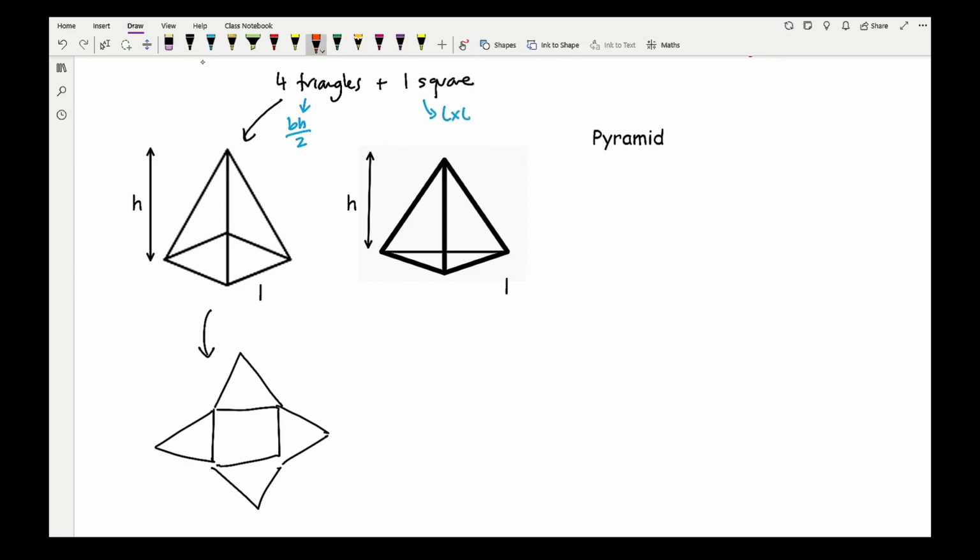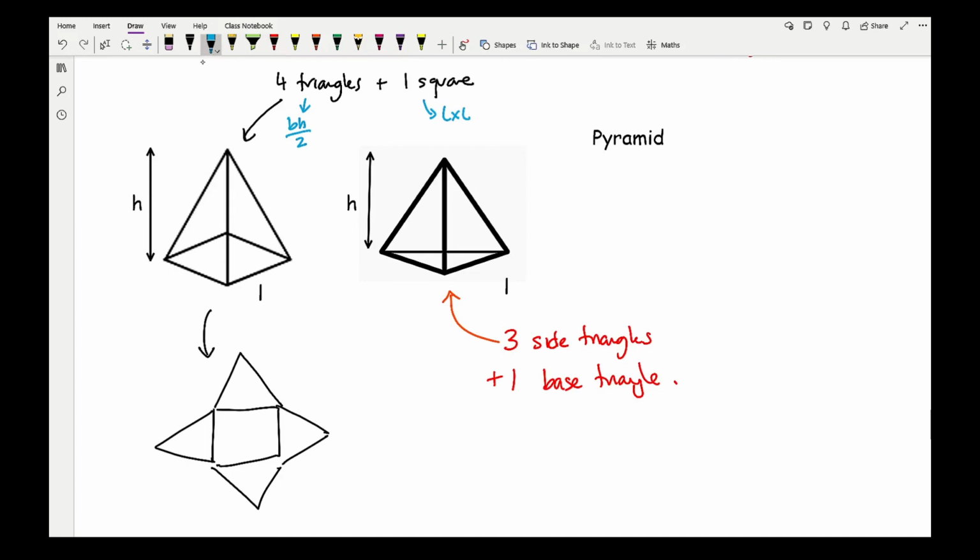Now, if you're dealing with a triangular base pyramid, then again, you've got 3 side triangles and 1 base triangle. When you've got a triangular pyramid, you tend to find that the side triangles are going to be the same. However, the base triangle is going to be different. Or you might find that all the triangles are different. So when you're working with a pyramid, I would recommend that you work out the sides individually and then add them all together.